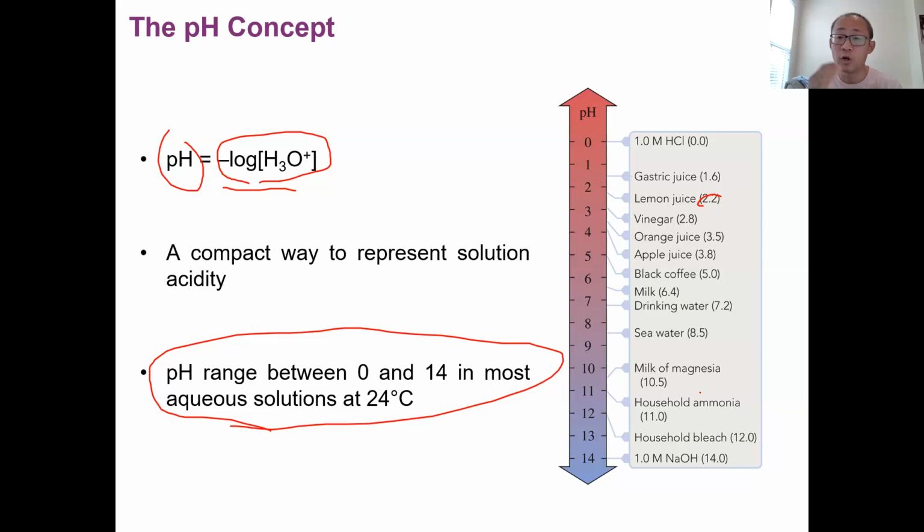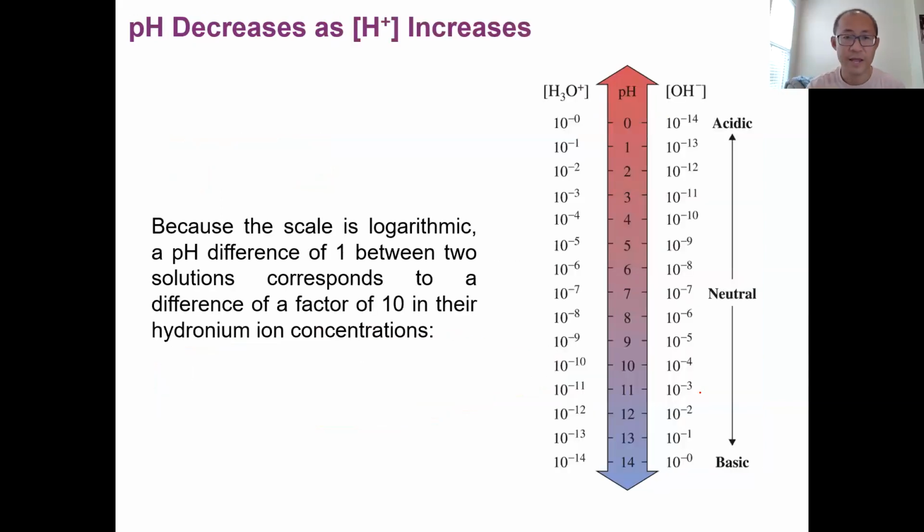Okay, now let's take a look. How do we understand the pH? Because pH is the negative log of proton concentration, that means when the proton concentration is higher, the negative log is going to be lower. Remember, when proton concentration is higher, the exponent is less negative, right? Negative 4, negative 5, negative 3. That means the pH scale, the negative log, will be lower.